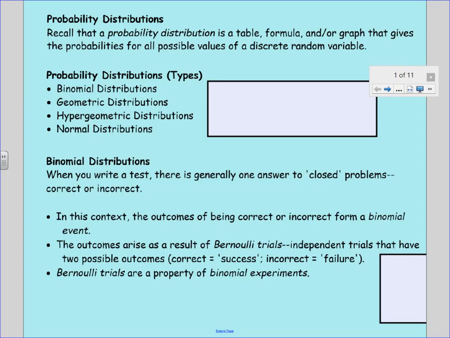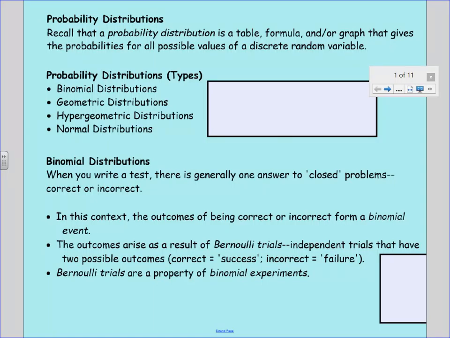The outcomes arise as a result of something called a Bernoulli trial. Bernoulli is the name of a mathematician, scientist from many days past. And those trials are specifically classified as independent trials. So that's really important to remember: independent trials that have two outcomes. We often talk about those outcomes as success or failure. You'll see a variety of texts that use those terms to describe the outcomes for a binomial experiment. And Bernoulli trials are a property of those types of experiments.